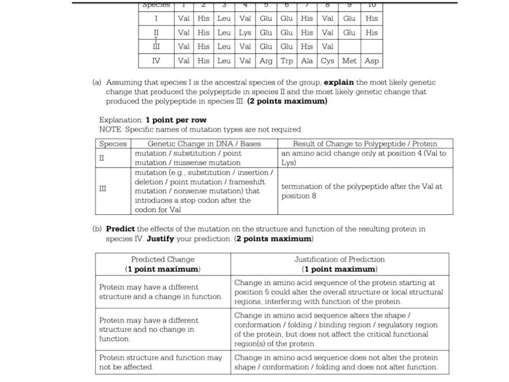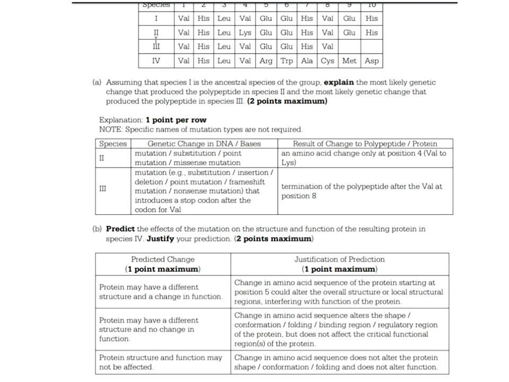You could have said a substitution, a point mutation, or missense mutation. Any of those would have been correct. You did not have to give a specific name of the mutation. And then for the result of the change, you would need to explain what happens here. So you would need to say that that mutation then resulted in the amino acid change only at position 4. So you could see that that was the only change that happened.